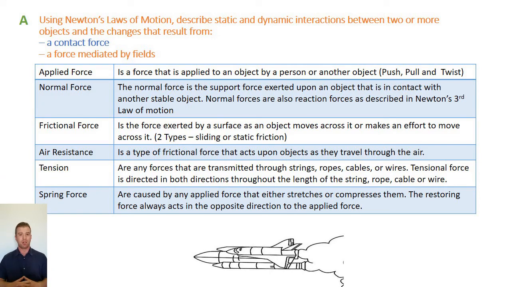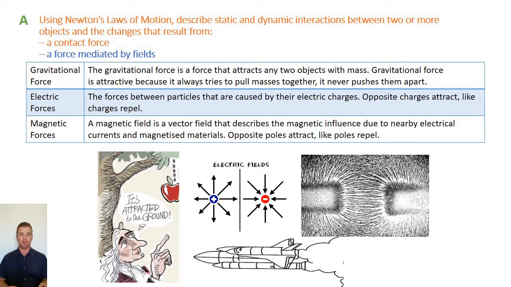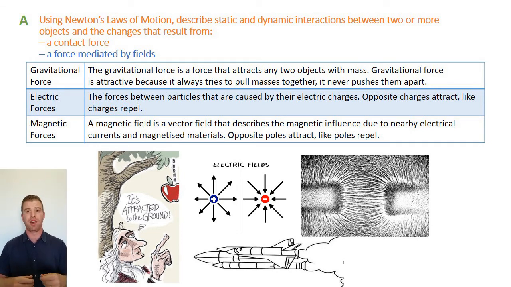So applied force, normal force, frictional force, air resistance, tension, and spring force are all contact forces. So that's when the two forces are in contact with each other, like our hands rubbing together, which is frictional force, as an example. Now, forces that act at a field are gravitational force, electric forces, and magnetic forces. You may have done that classic experiment in junior science where you've got the iron filings sprinkled on different magnets' polarity, so north-north, north-south, and so on, when they're attracting and repelling.